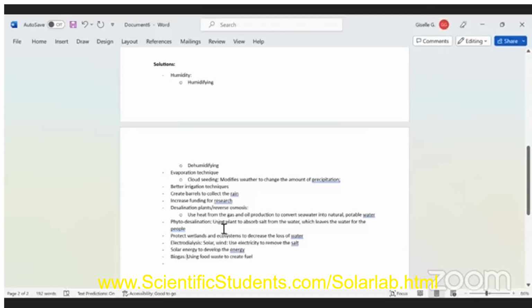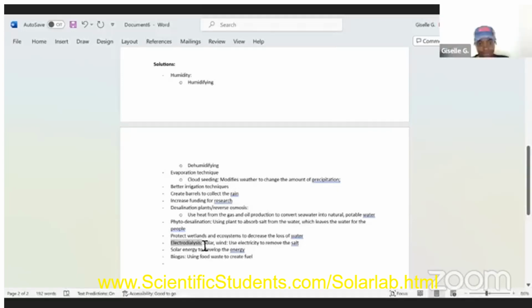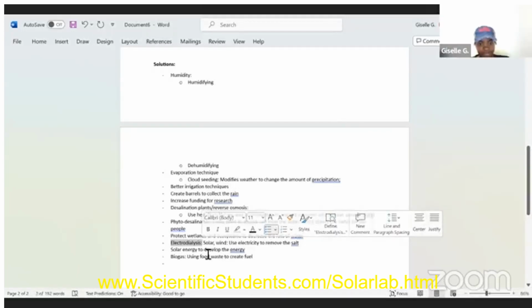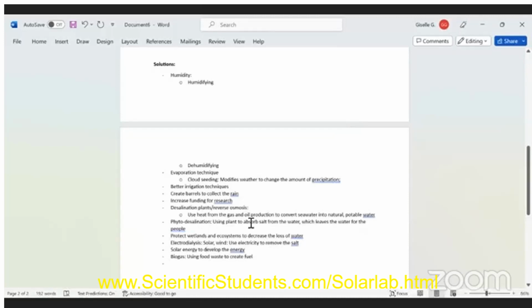And one more was electrodialysis. It's like using electricity to remove the salt. As they have a lot of heat, they can use the heat to create electricity, and that electricity could be used to remove the salt, which creates drinking water.